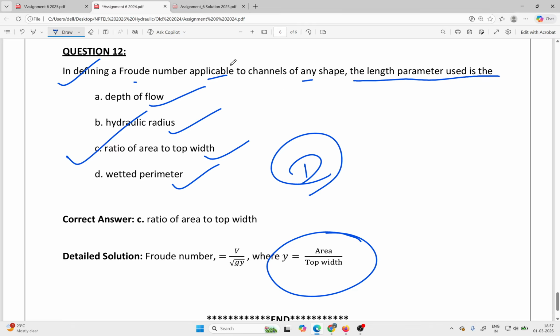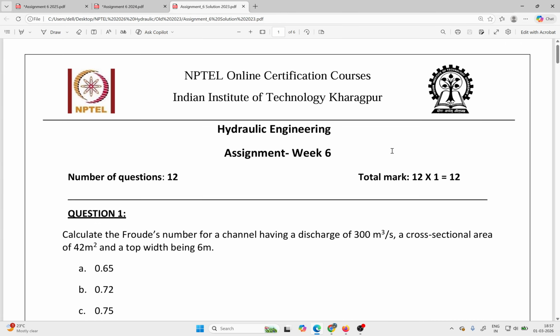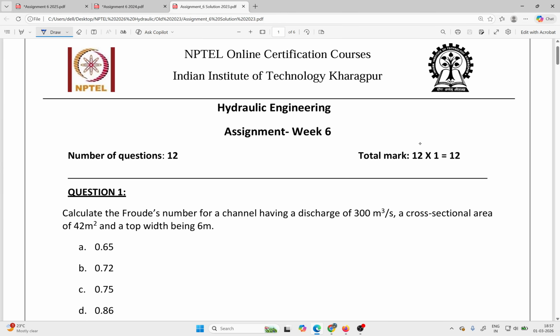Area by top width. Now we'll move on to the assignment, that is your 2023 question. So here I'll explain to you one by one.